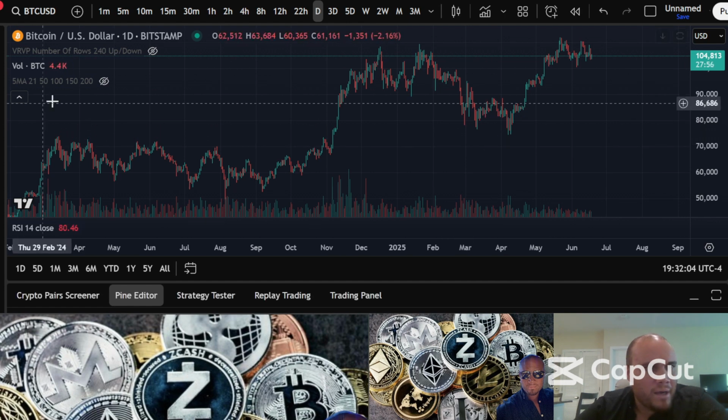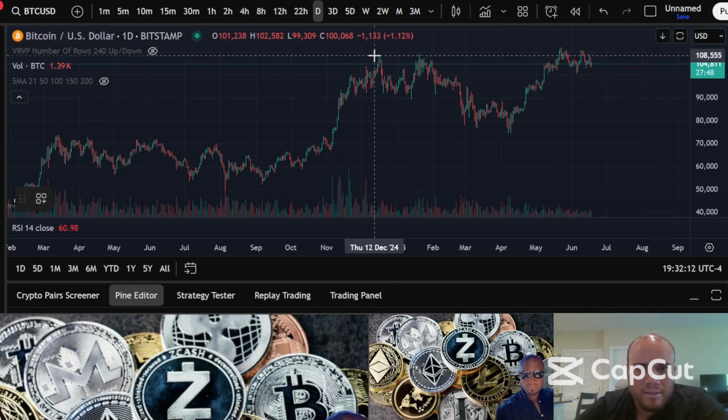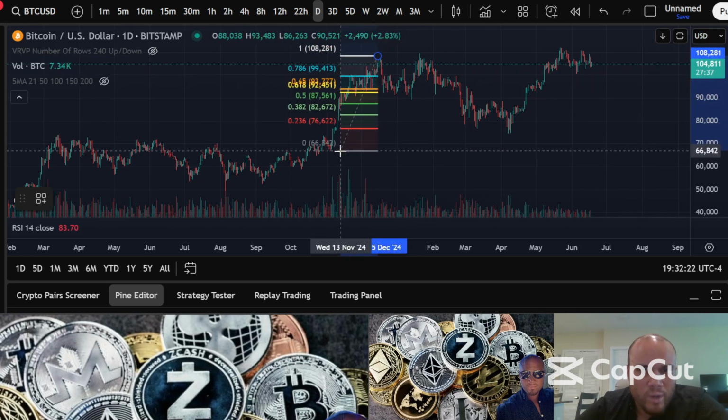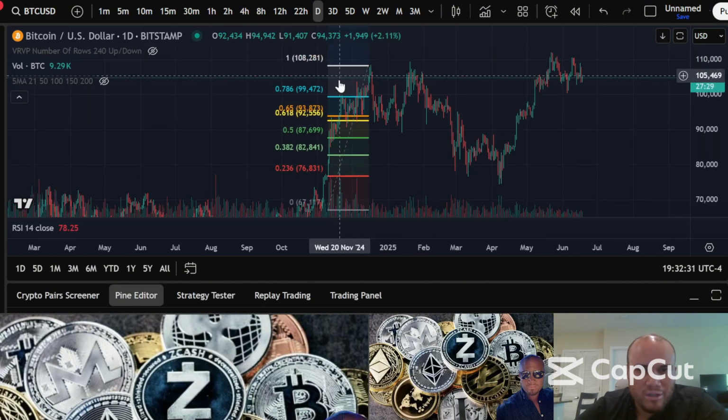Right, but for those who want to actually use Fibonacci in their trading, this is what the Fibonacci would have done for you in December of 2024. You would have measured the top here at like $108,000 Bitcoin, and you bring this down to the last swing low, which was right here, about $67,000 Bitcoin. Okay, and it gives you these numbers to look for.